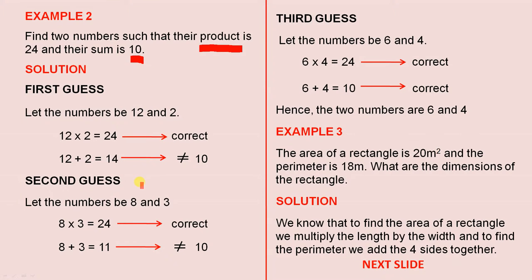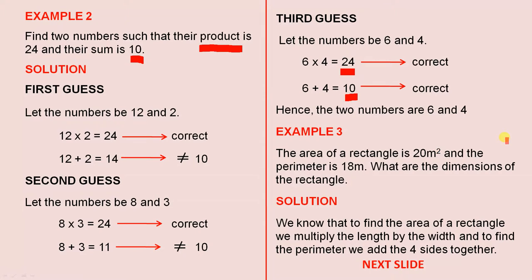Let's look at the second guess. Let the numbers be 8 and 3. 8 3s are 24, which is correct. However, 8 plus 3 is 11, that does not equal 10. Third guess. Let the numbers be 6 and 4. 6 4s are 24, is correct. And 6 plus 4 is 10, which was correct, because they were the two numbers we were given in the problem. Hence, the two numbers are 6 and 4.